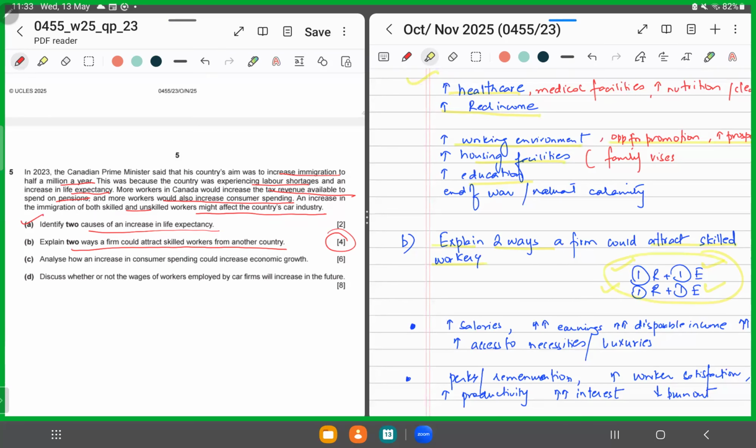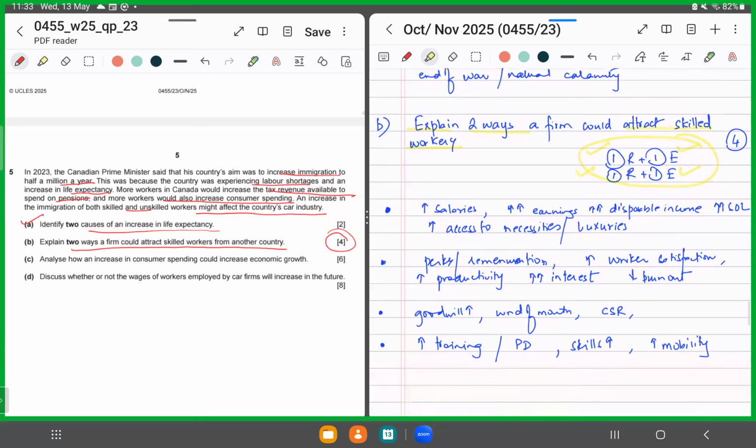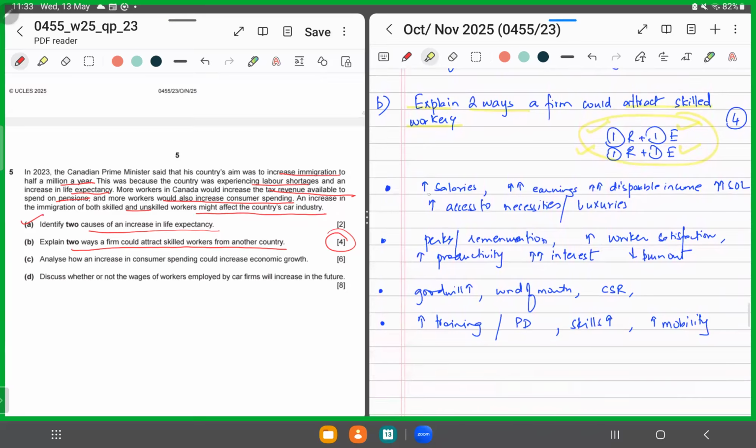Now, how do you think a firm can attract skilled workers from other countries? So by offering more salaries, by offering perks, if it has a good goodwill, if it provides training and professional development and opportunities. So all of these are valid points. And you can say that if a firm offers high salaries, individuals are going to be earning relatively high, they're going to have a higher disposable income, which means they're going to have a higher standard of living. They are going to have better provision of necessities and luxuries of life, so they're more prone to accept certain jobs.